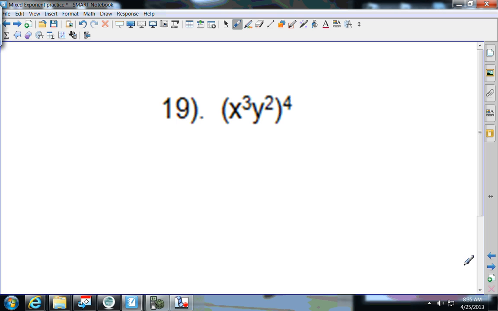Here's the next one. Take a minute and do this one. This is a power to a power. So remember, I've got x to the third to the fourth. So you're going to take 3 times 4. So I'm going to get x to the 12th. Y to the 2 to the 4th. 2 times 4 is 8. That should have been your answer.